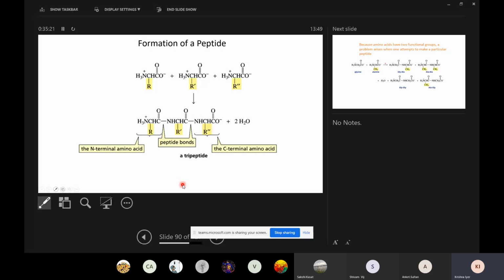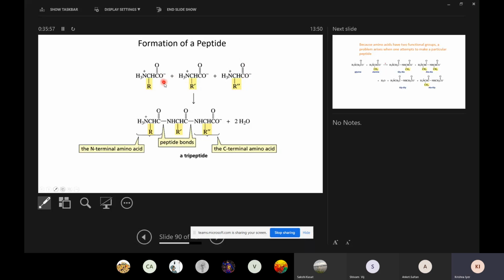Just like nature makes peptides or proteins, one can also make peptides or proteins in a laboratory. Basically, you need to form a peptide bond between the amino group of one amino acid and the carboxy group of another amino acid, and you should be able to form a peptide. Just to show here as an example, let us say this is one amino acid, this is another amino acid, and this is a third amino acid where the R groups are different.